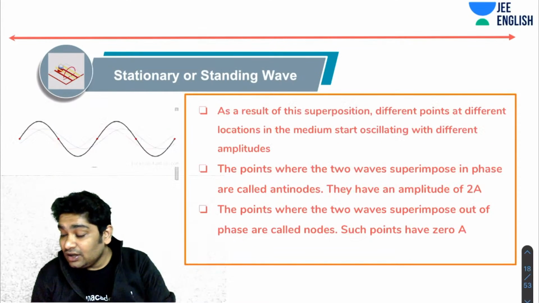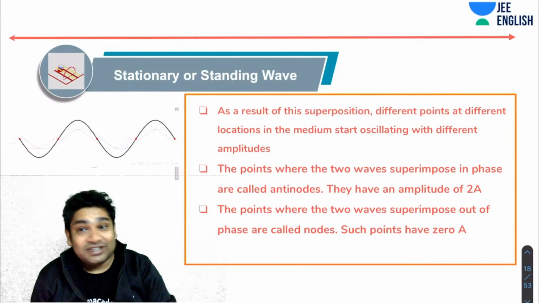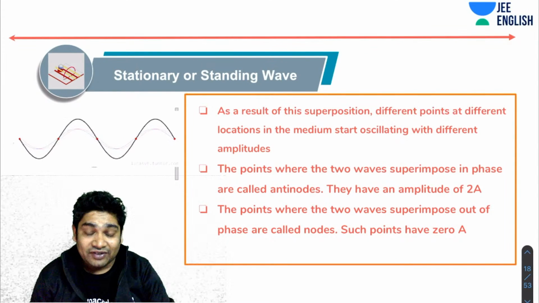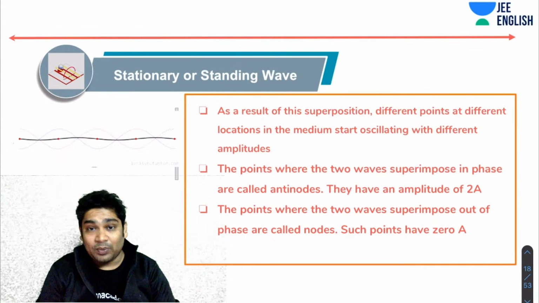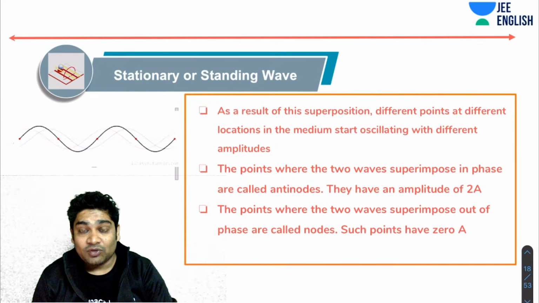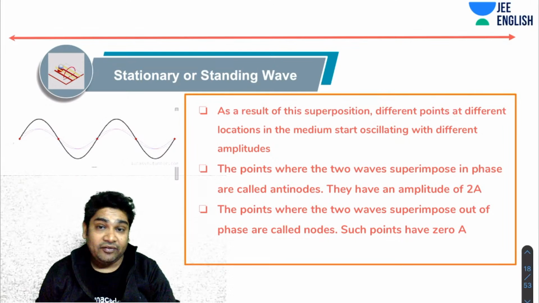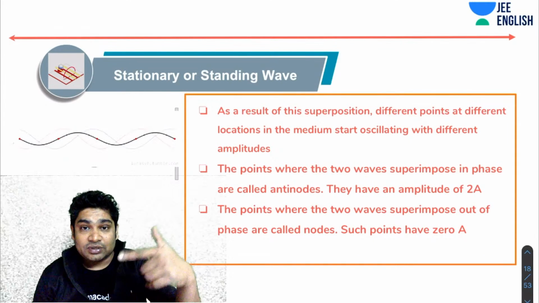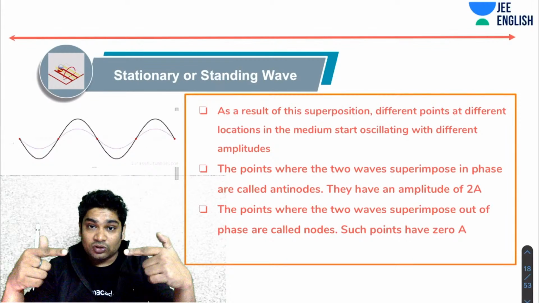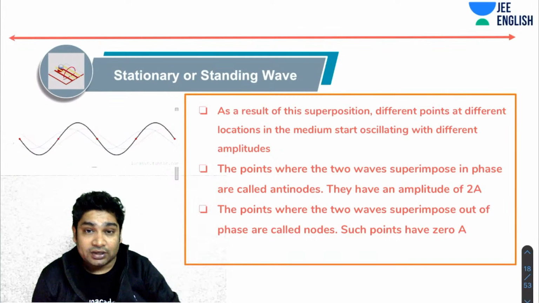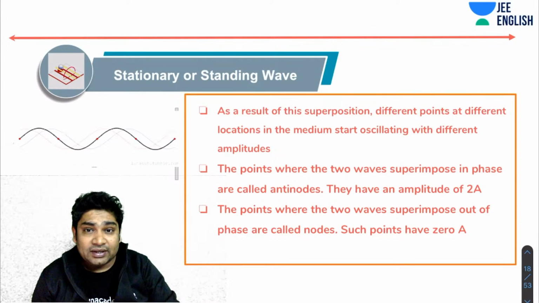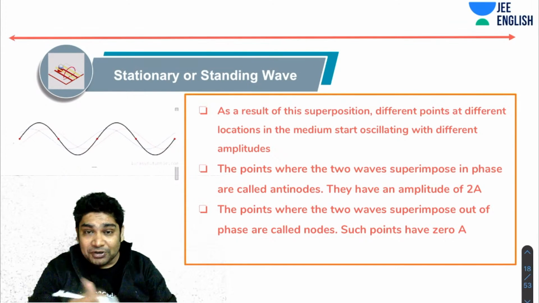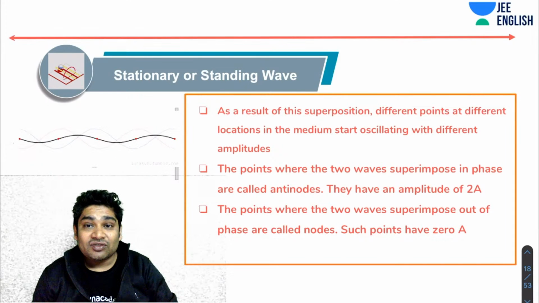Okay. Next, as a result of this superimposition, different points at different locations of the medium start oscillating with different amplitudes. That is the result of superimposition. I told you superposition causes every harmonic wave to try to create an SHM. This wave is trying to create some SHM for medium particles, and this wave is also trying to create some SHM for medium particles. The resulting SHM would be the result of the superposition. So, as a result of superposition, the amplitudes of SHM at different positions become different.